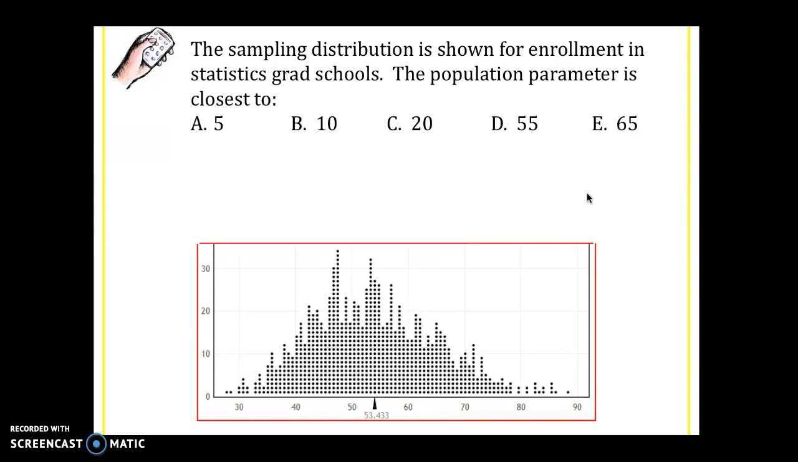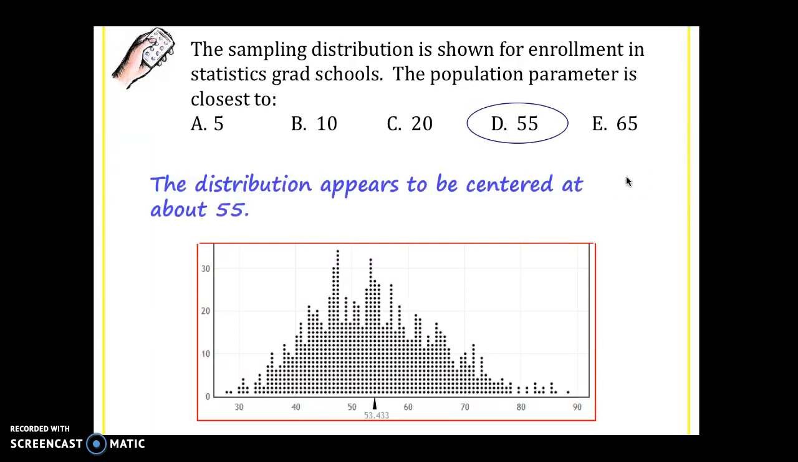Now we're looking at the sampling distribution shown for enrollment of statistics graduate schools, and the population parameter is closest to which value? Hopefully you picked D, 55, because the mean of all these sample means is about 53.433, which is closest to 55. So the center of the distribution is the best approximation for the population parameter.